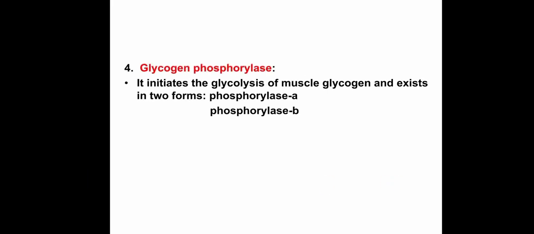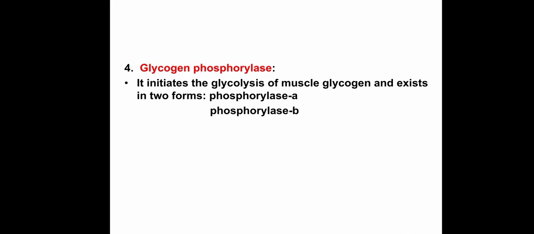The last enzyme is glycogen phosphorylase. It is not directly related to glycolysis, but it is important in the muscle. As we know, most of the glucose is preserved in the form of glycogen. So when there is an energy requirement, the glycolysis of muscle glycogen requires the enzyme glycogen phosphorylase.